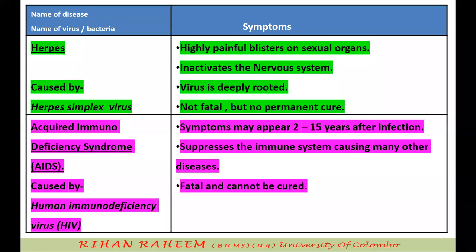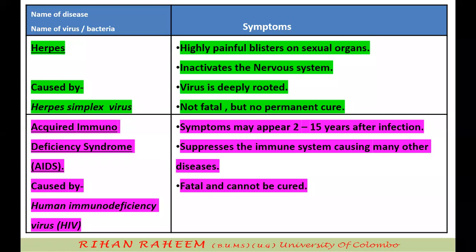And this virus is deeply rooted. People won't die from it, but the disease will be there until death. There is no permanent cure. That's why they say prevention is better than cure, because there is no cure for this kind of virus disease. Even for corona, we don't have a cure, no? Like that, for many virus-related diseases there is no cure, so you have to be very careful. If it comes, until the person dies, the blisters, painfulness, fever, and inactivation of the nervous system will be there.